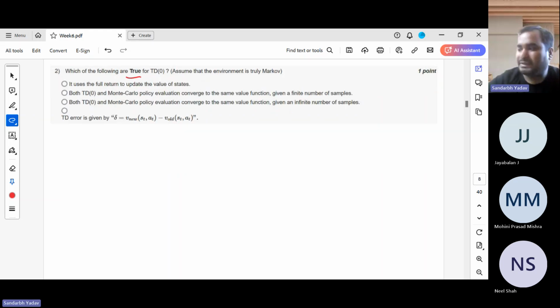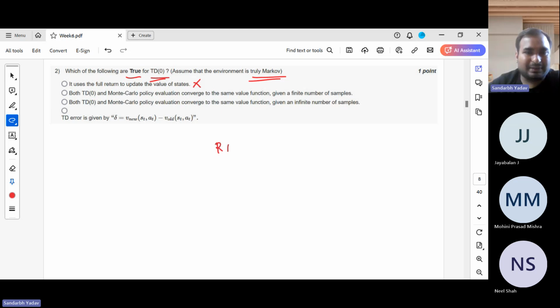Okay, so there are four options. You need to select which of the following are true. The circles mean only one of them is correct. So which of the following are true for TD0? And they have given us the assumption that the environment is truly Markov. On the basis of that, we have to answer which is true. So it uses the full return to update the value of states. Does it use the full return? No, right? It simply uses a one step return.